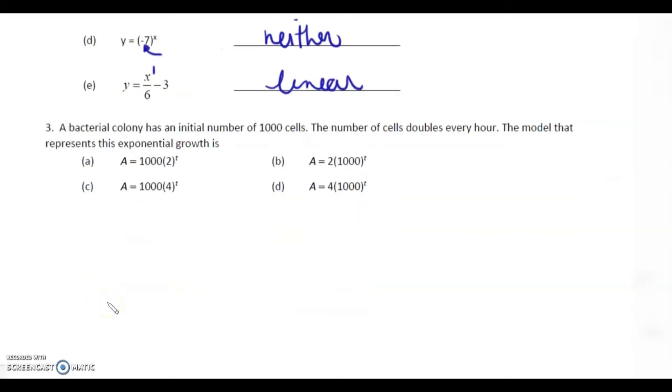Number 3, a bacterial colony has the initial number of 1,000 cells, so this is A0. The number of cells doubles every hour, so the base is 2. The model that represents this exponential growth: the initial value is 1,000, so it's going to be either A or C. The initial value is not 2 or 4. Now, we double every hour, so we're going to have a base of 2, so I'm going to go with A.